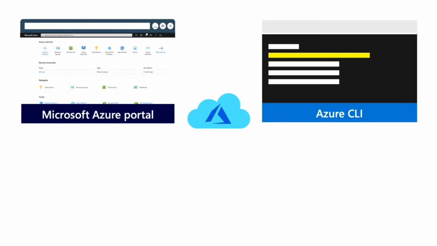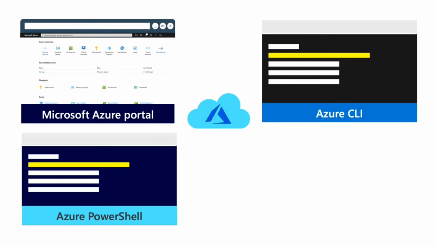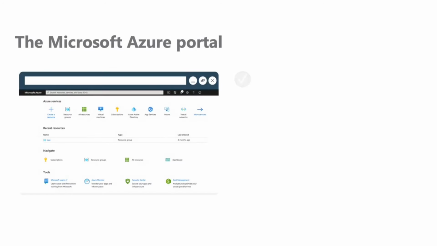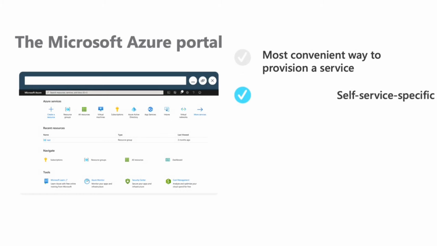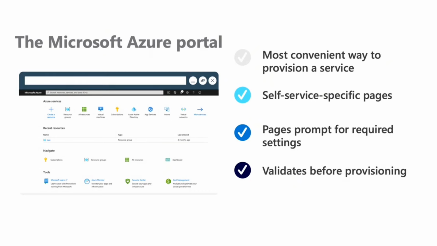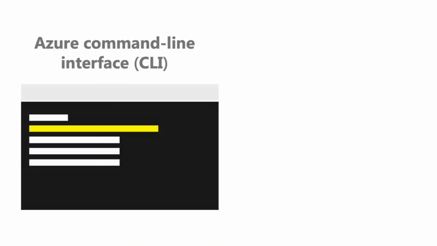Microsoft Azure provides several tools you can use to provision services. These include the Microsoft Azure Portal, Azure Command Line Interface (CLI), Azure PowerShell, and Azure Resource Manager templates. Let's take a brief look at each of these now. The Microsoft Azure Portal is the most convenient way to provision a service for most users. It displays a series of service-specific pages that prompt you for the settings required and validates these settings before actually provisioning the service.